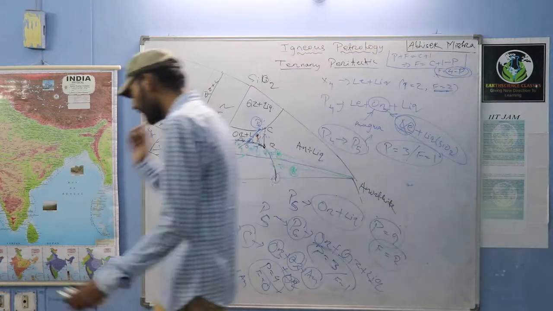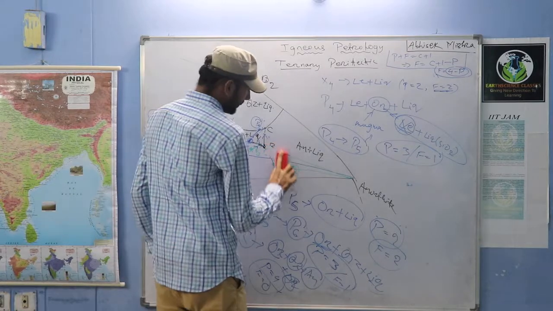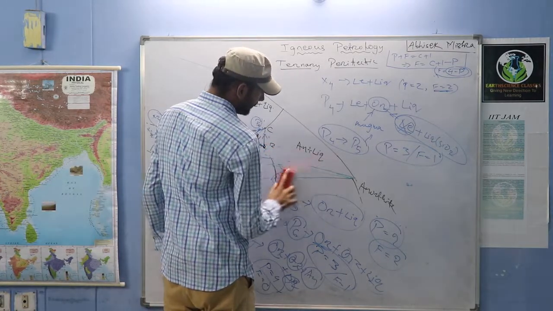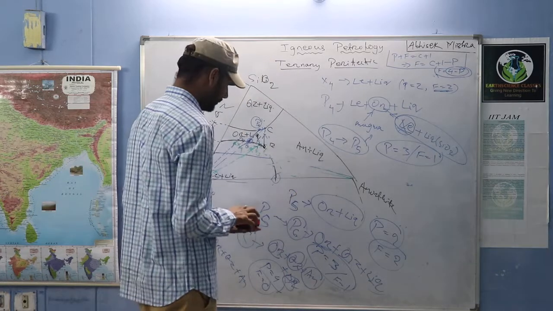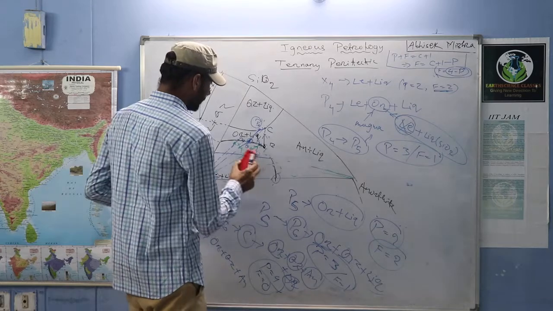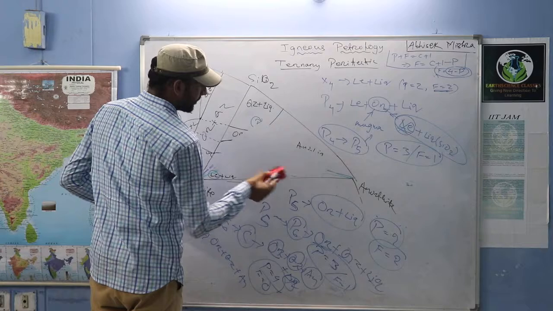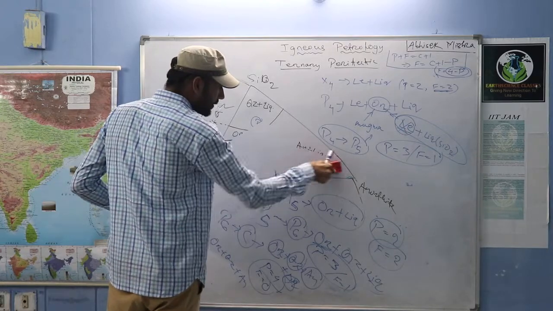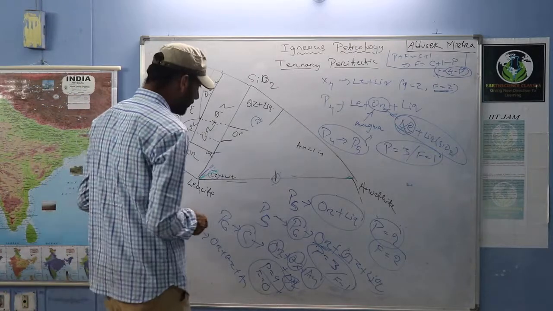Okay, let's take another example here so that you can understand. Actually, this diagram becomes clumsy, so that may not be visible to you. That's why.